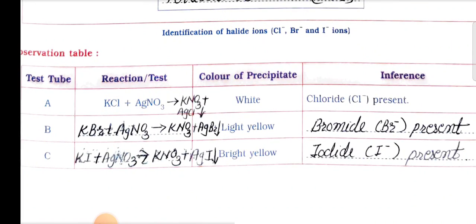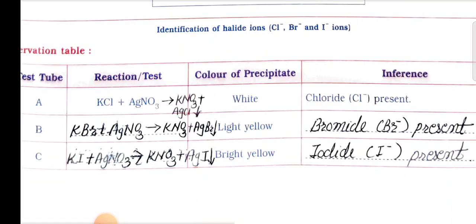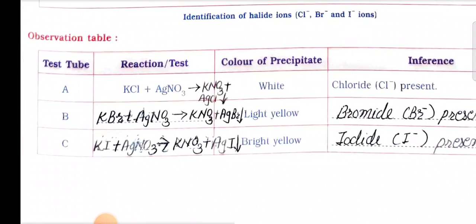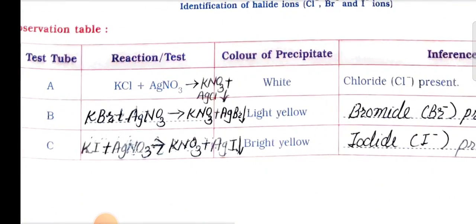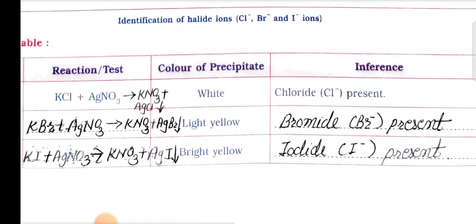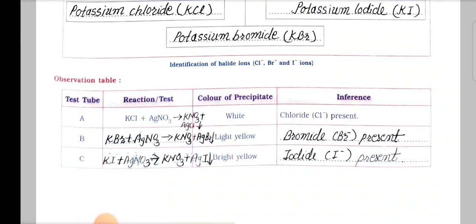First, test tube A: KCl plus AgNO3 equals KNO3 plus AgCl. Color white, and the inference is chloride present in test tube A. Similarly, test tubes B and C. Observe the color of the precipitate and write down the inference as shown in the observation table.